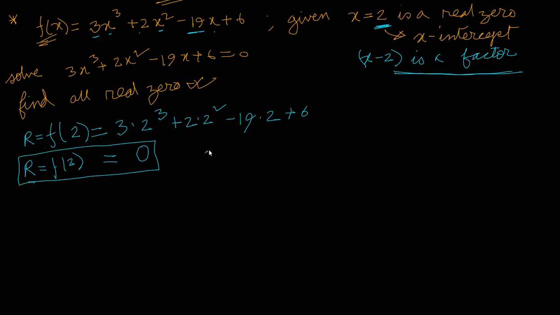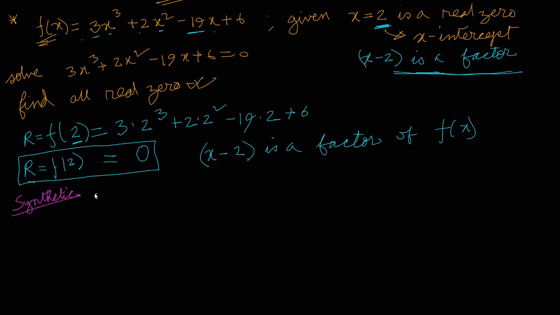I can say x minus a, that is, x minus 2, is a factor of f(x), which we already saw. All right, so now I need to find all the other factors. To do that, I need to do synthetic division for all my other zeros. Okay, synthetic division.